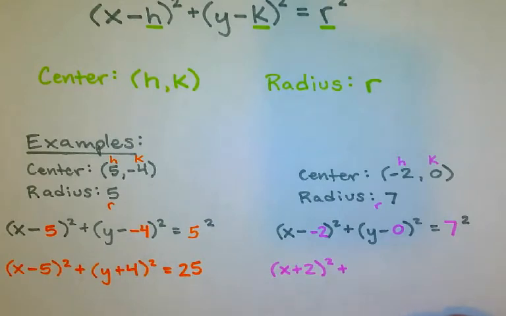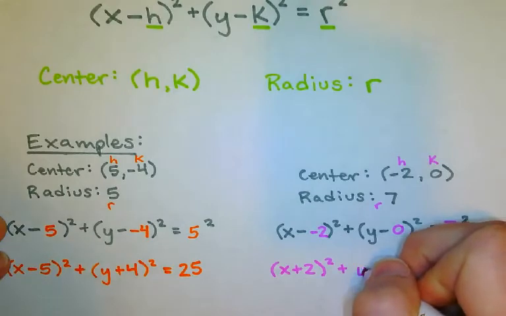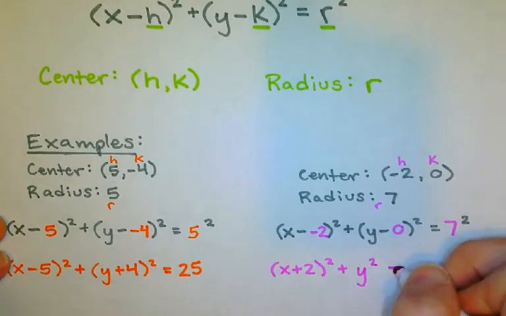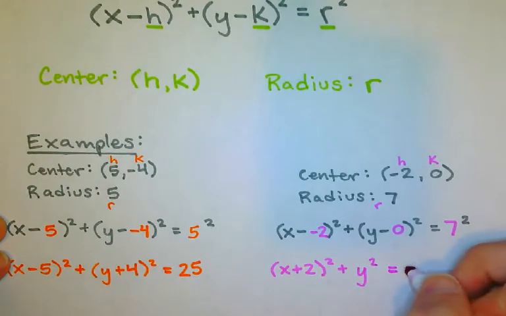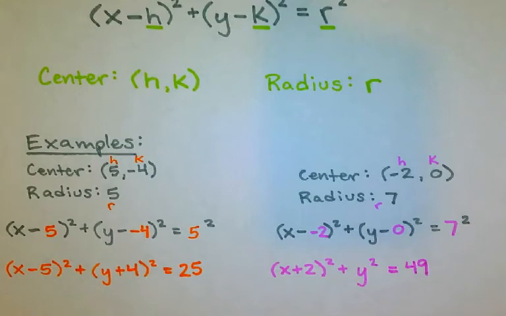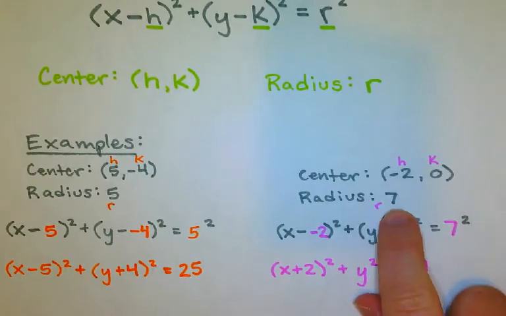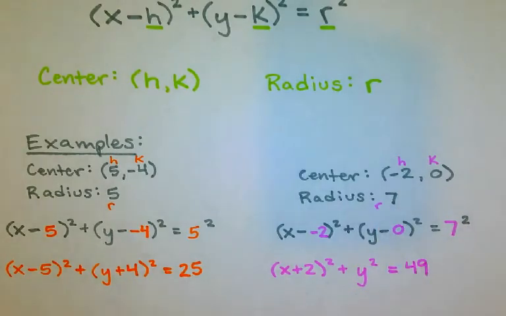Right? 1 minus 0 is 1. 2 minus 0 is 2. So y minus 0 is just a y. So we don't even need parentheses. Alright? And then 7 squared is 49. So there is our standard form equation of a circle with a center at -2, 0 and a radius of 7.